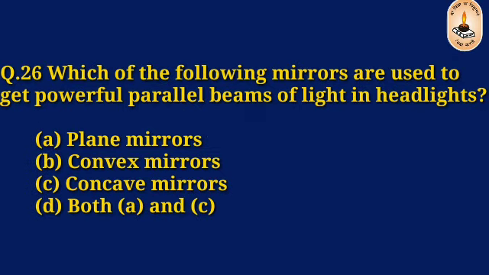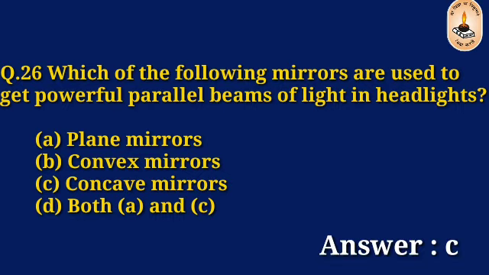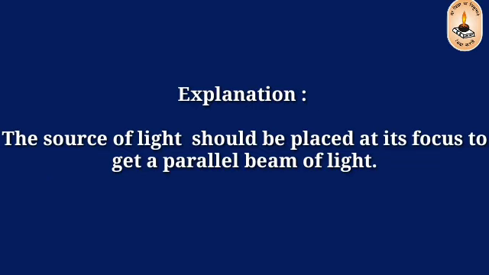Question number 26. Which of the following mirrors are used to get a powerful parallel beam of light in headlights? Plane mirror, convex mirrors, concave mirrors, both A and C. The right answer is C. Concave mirrors. Explanation: the source of light should be placed at the focus to get a parallel beam of light.